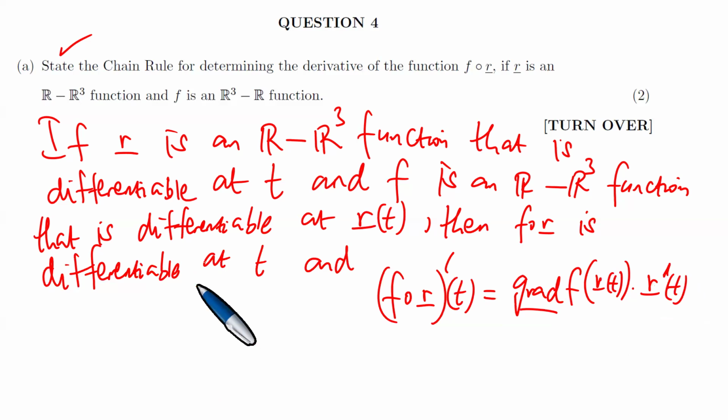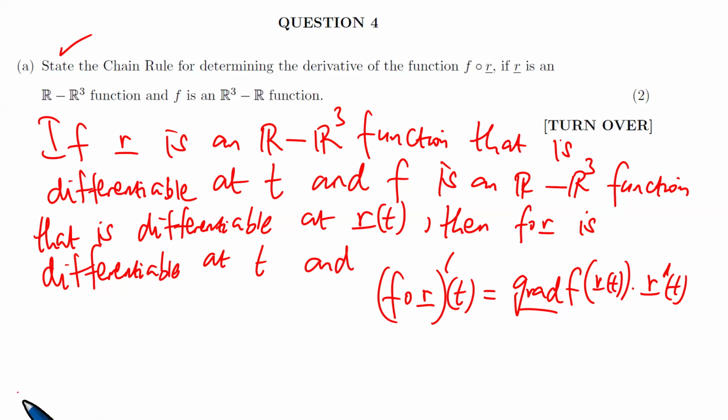Now, if r is an R to R3 function that is differentiable at t, and f is an R3 to R function that is differentiable at r of t, then the composition of the two functions f and r is differentiable at t, and this is the derivative. This is called the chain rule for determining the derivative of the composition of the two functions f and r. Just for 2 marks there, normally it suffices to write in that manner.